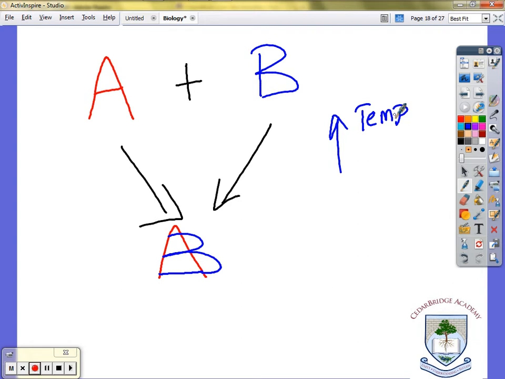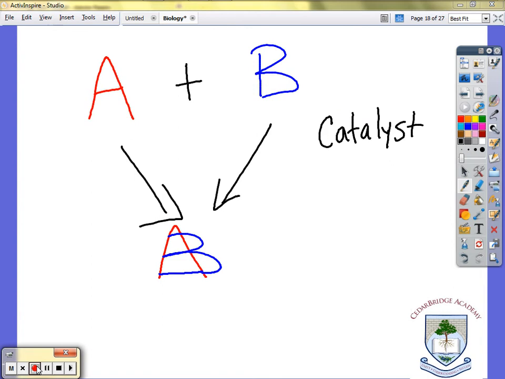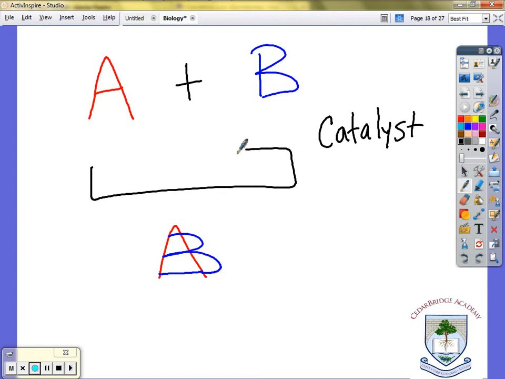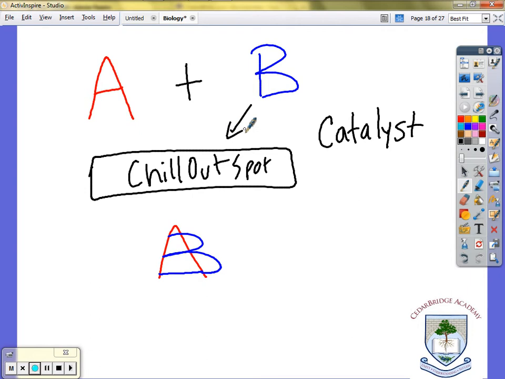But another thing that we can add is something called a catalyst. And what the catalyst does is it somehow makes this reaction happen faster. For the most part, what it actually does is it just provides a place, the chill out spot. And now that the chill out spot is there, both these guys will come chill out and then they'll react. So in school, the way to think of a catalyst, it's the instigator.